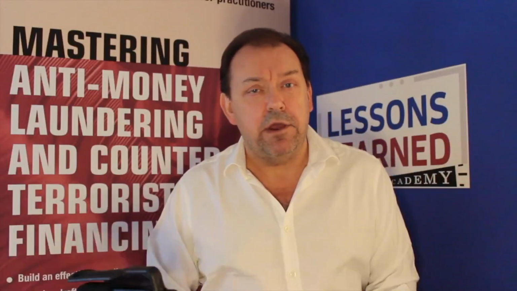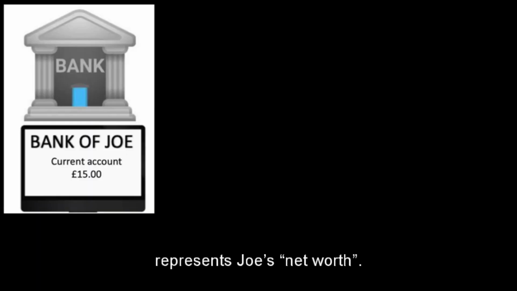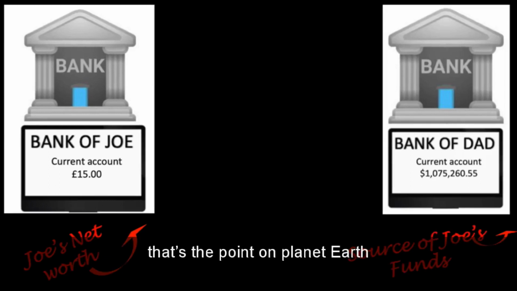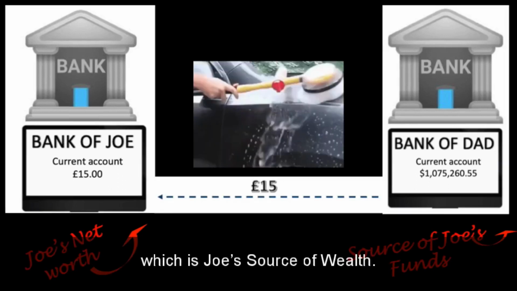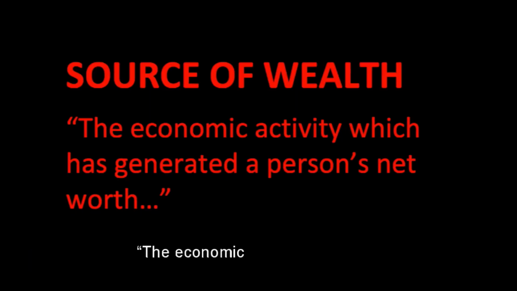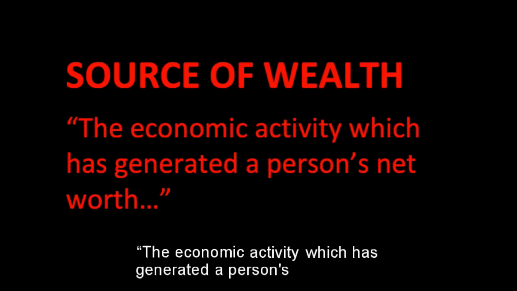Now, in this scenario, the £15 represents Joe's net worth. His dad's account at his dad's bank in the US is the source of funds. That's to say, the point on planet Earth from where they came. And it's washing the car which is Joe's source of wealth. That is to say, it is the economic activity which has generated a person's net worth.